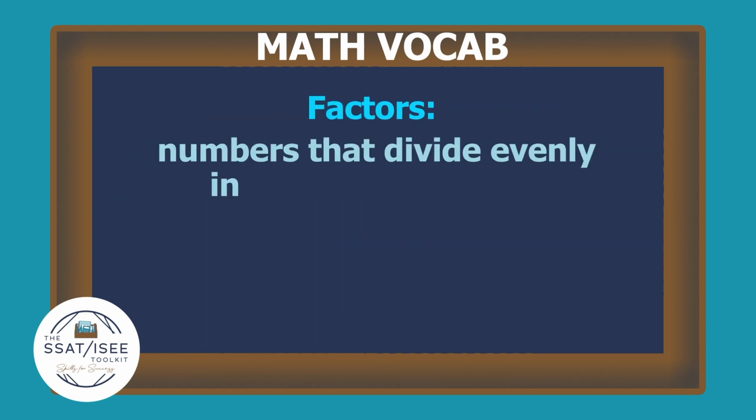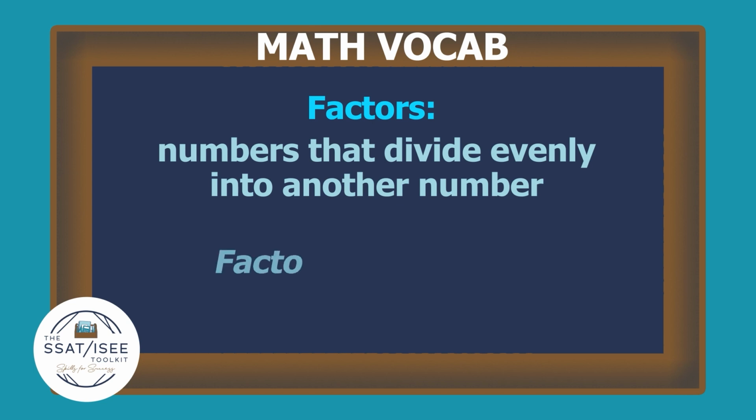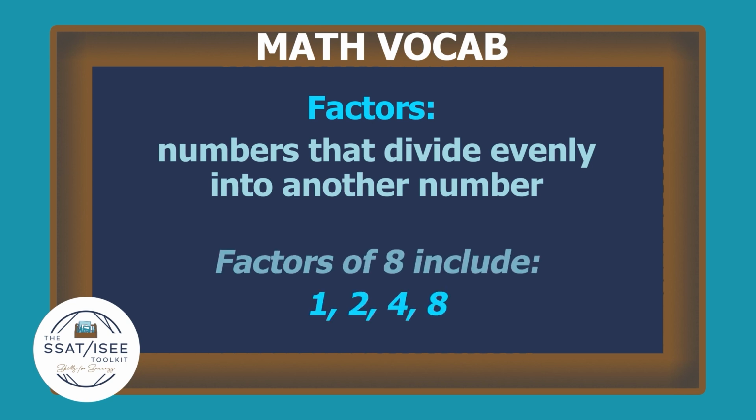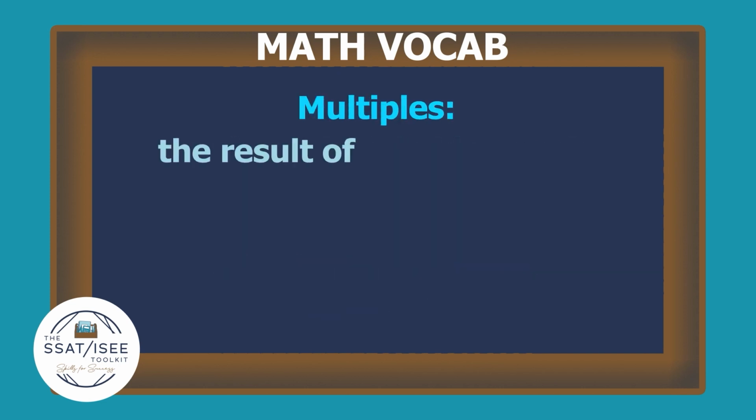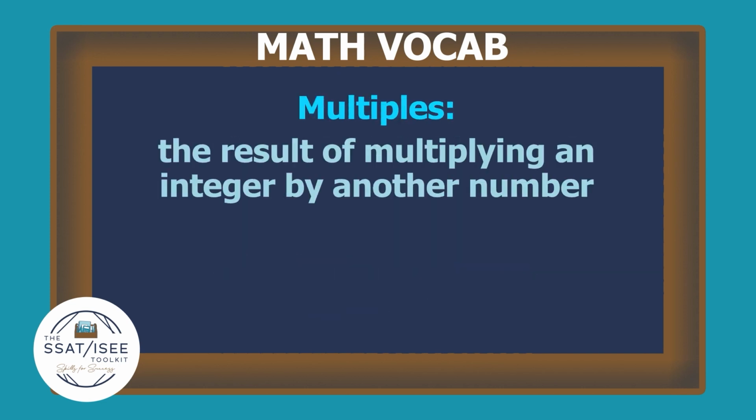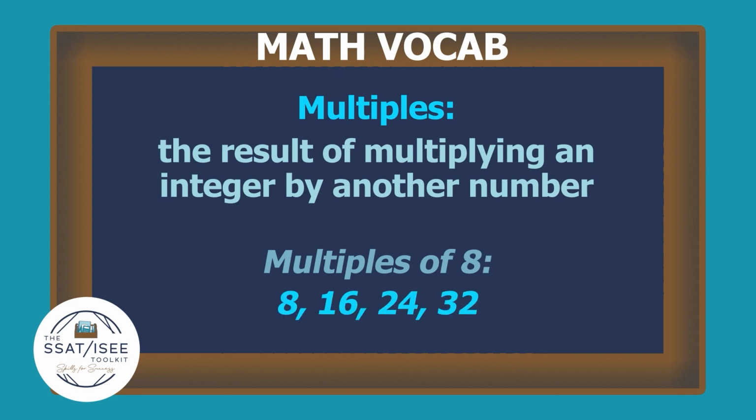Factors are numbers that divide evenly into another number. For instance, factors of 8 include 1, 2, 4, and 8. Multiples are the result of multiplying an integer by another number. Multiples of 8 include 8, 16, 24, and 32.